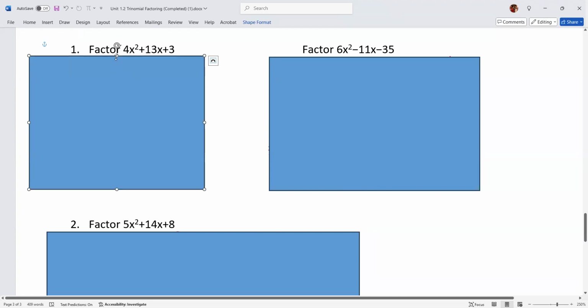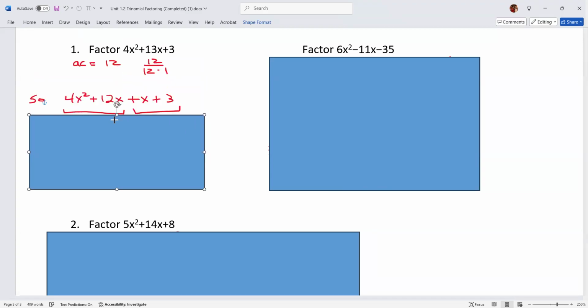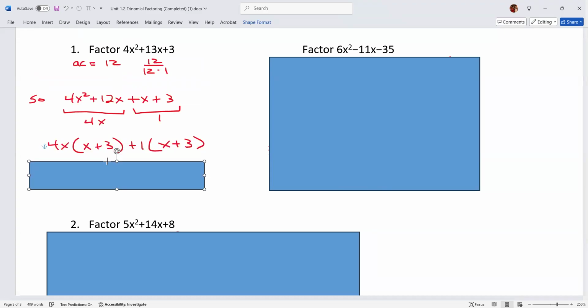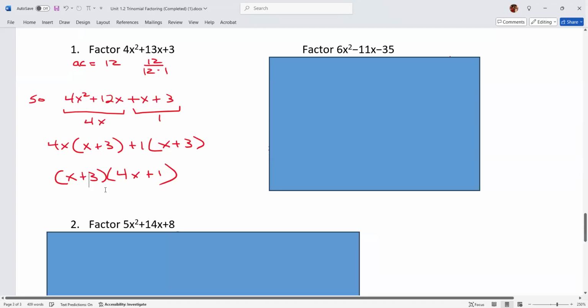Okay, hopefully you paused it and worked the problem. So let's take a look at this first one. Again, the only method I should attempt is AC because I have that 4 that I cannot factor out. 4 times 3 is 12. So factors of 12 that add to 13 is going to be 12 and 1. So I break this into 4 terms. I then group, and there is my solution. I'm not going to explain every detail. You should be able to follow this.